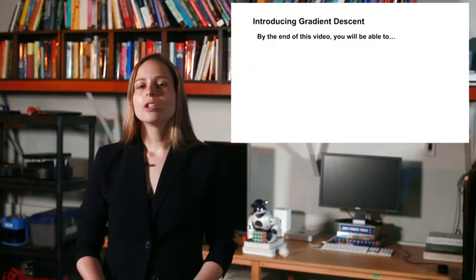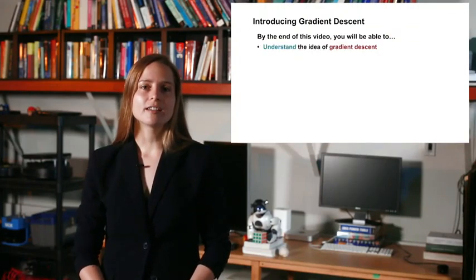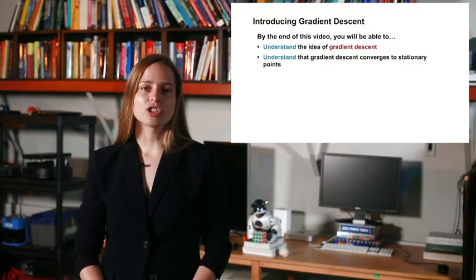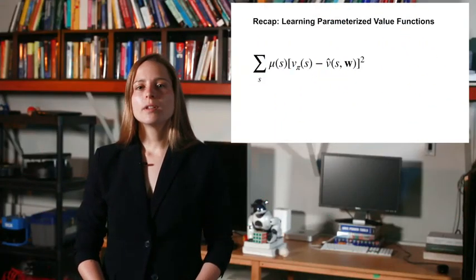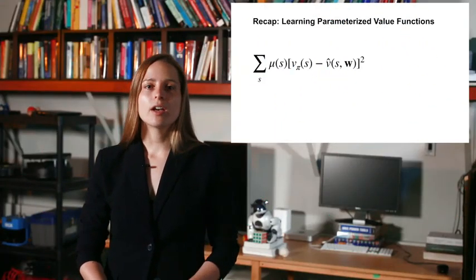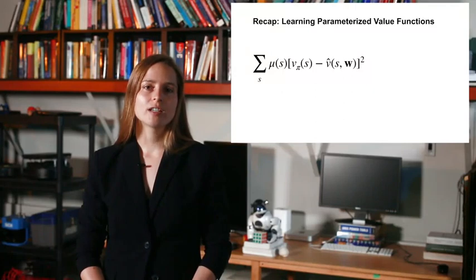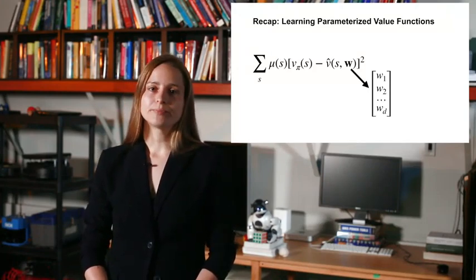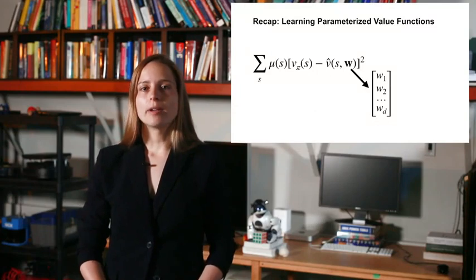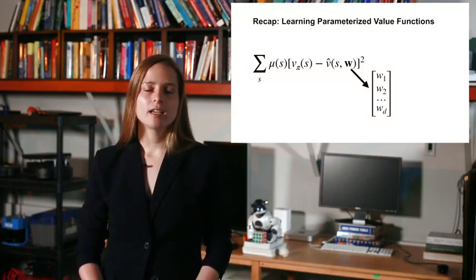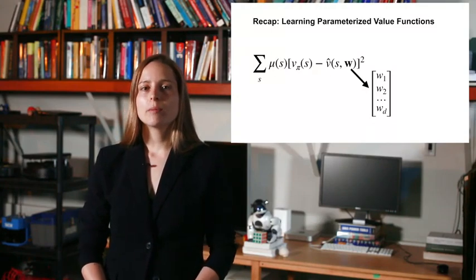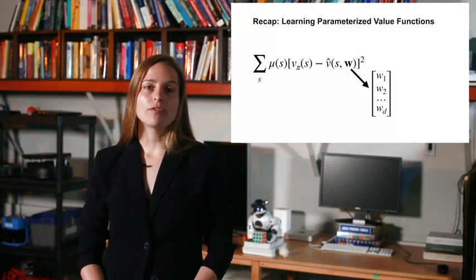After watching this video, you will be able to understand the idea of gradient descent and understand that gradient descent converges to stationary points. We want to minimize the mean squared value error to make our value estimates close to the true value function. Recall that our value estimate is given by a function of the state parameterized by a set of real valued weights, W. These weights determine how the value is computed for each state. Changing the weights will modify the value estimate for many states. We have to think about how to change the weights to minimize the overall value error.